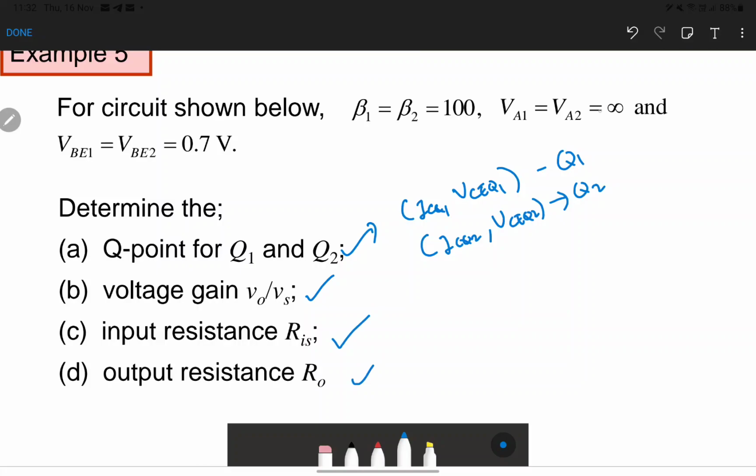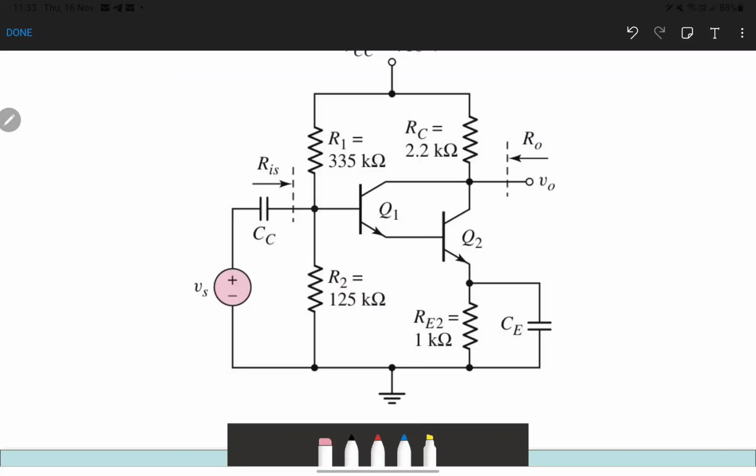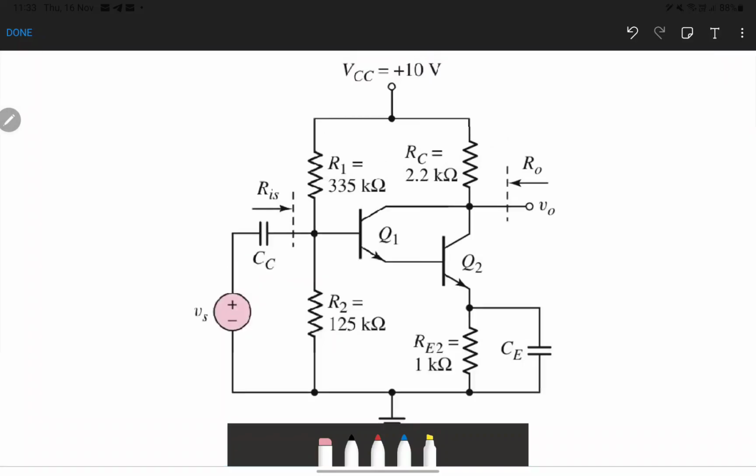Since the AV, the voltage gain, is infinity, we know that R out 1 and R out 2 are equal to 0 ohm, so we can neglect this output resistance. Okay, the circuit is given like this.